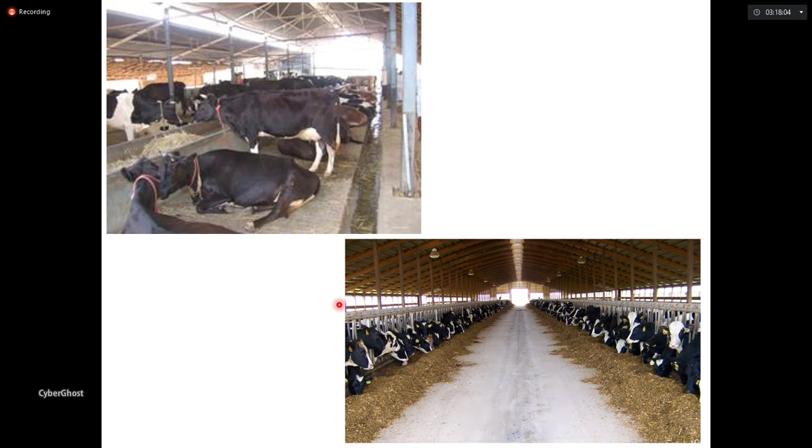We have to use the same pathway just to do the harvesting of milk.